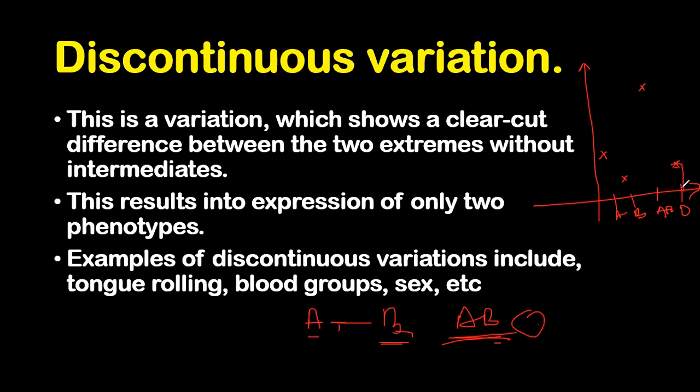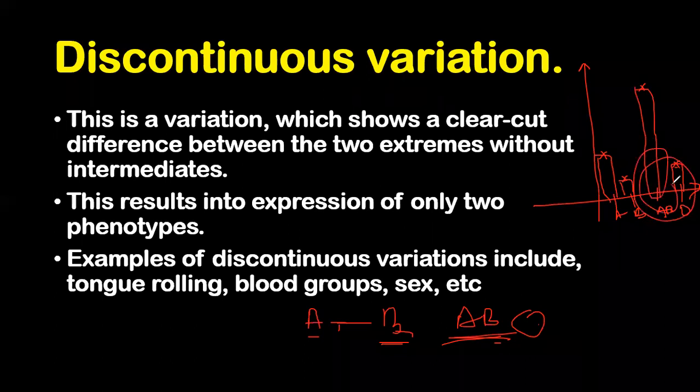It will be madness if you come and join these points. That's madness, because there is no connection between A and B, no connection between B and AB, no connection between O and AB. So when you are to plot, you have such a bar graph. And that's what we call discontinuous data.